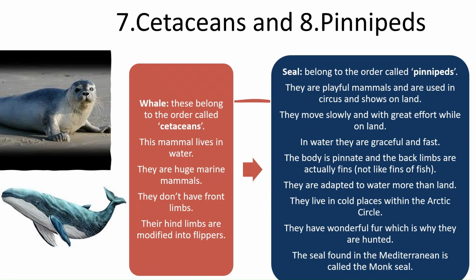They live in cold places within the Arctic Circle. They have wonderful fur, which is why they are hunted. The seal found in the Mediterranean is called the monk seal.